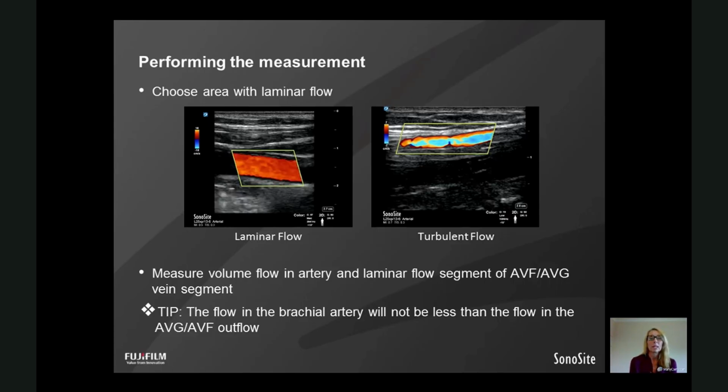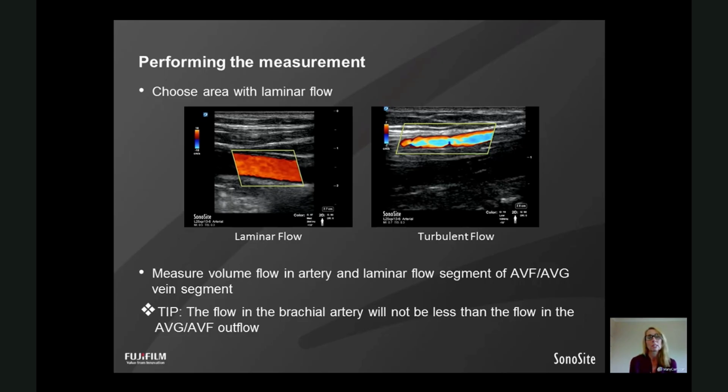And just a tip, the flow in the brachial artery will not be less than the flow in the outflow vein. So if you measured a brachiocephalic fistula and you measured the outflow cephalic vein volume flow and it was 1,000 mils a minute, and then you measured the brachial artery and it was 500 mils a minute, we know that that's not possible because the flow to the fistula has to have come from the brachial artery. So the brachial artery can't be running at 500 mils a minute and then have the fistula running at 1,000 because all the fistula flow has to come from the artery. So that's a good way to test, so sometimes doing the inflow and outflow is good.